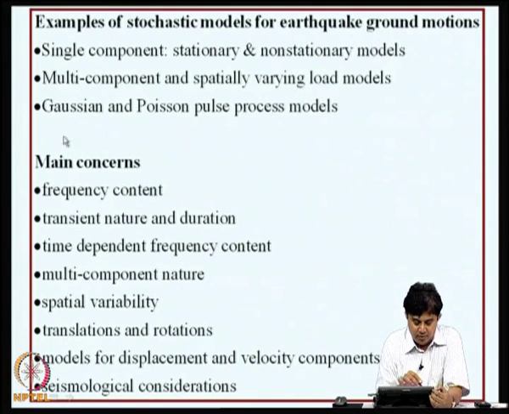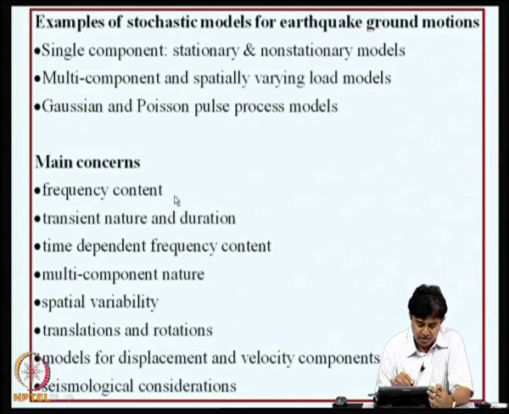There are 2 approaches to modeling earthquake ground motion. One is assuming that earthquake ground motion is a Gaussian random process. The other alternative is to use what is known as Poisson pulse process models. This we have discussed briefly when we discussed theory of random process. I will return to some of the basic issues during this discussion. So, what are the main concerns in modeling? We would like to capture correctly the frequency content in the ground motion. That depends on actually the local soil conditions.